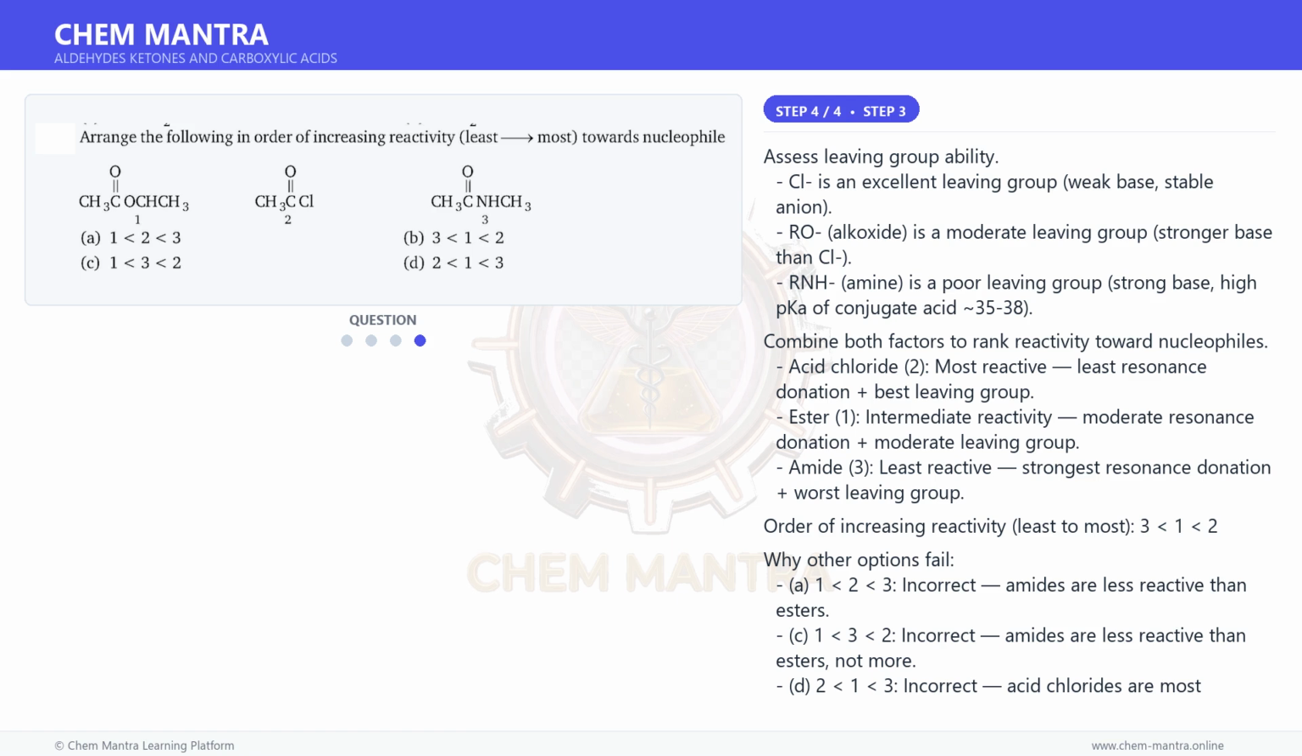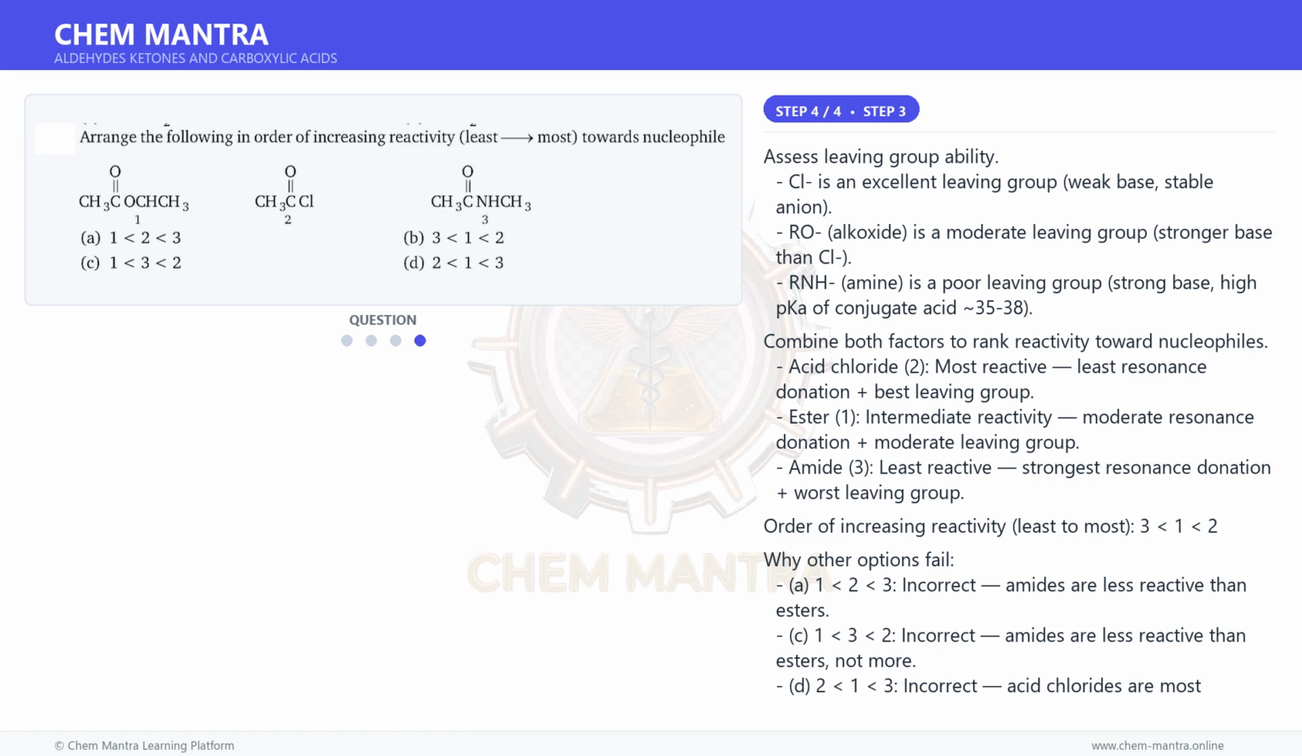RO-, the alkoxide, is a moderate leaving group, a stronger base than Cl-. RNH-, the amine, is a poor leaving group, a strong base, with a high pKa of the conjugate acid, approximately 35-38. Combine both factors to rank reactivity toward nucleophiles.